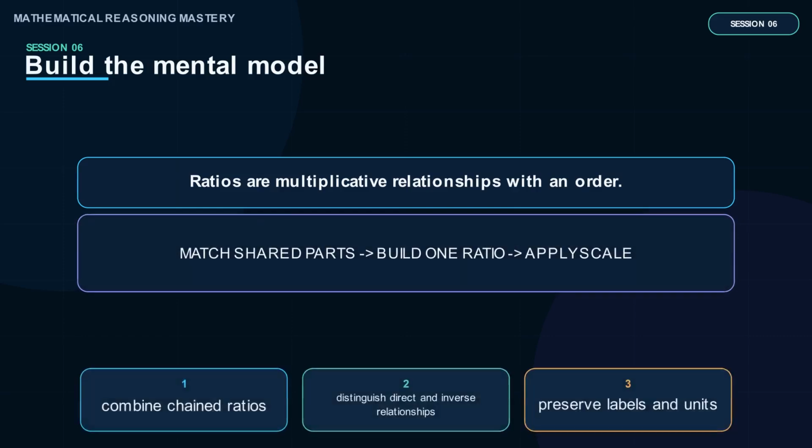The first goal is to combine chained ratios, connected to the second goal, distinguish direct and inverse relationships. Correct calculation begins with correct interpretation. When the surface details change, search for the same relationship underneath. Transfer means choosing the structure from evidence, rather than waiting for a familiar-looking example.